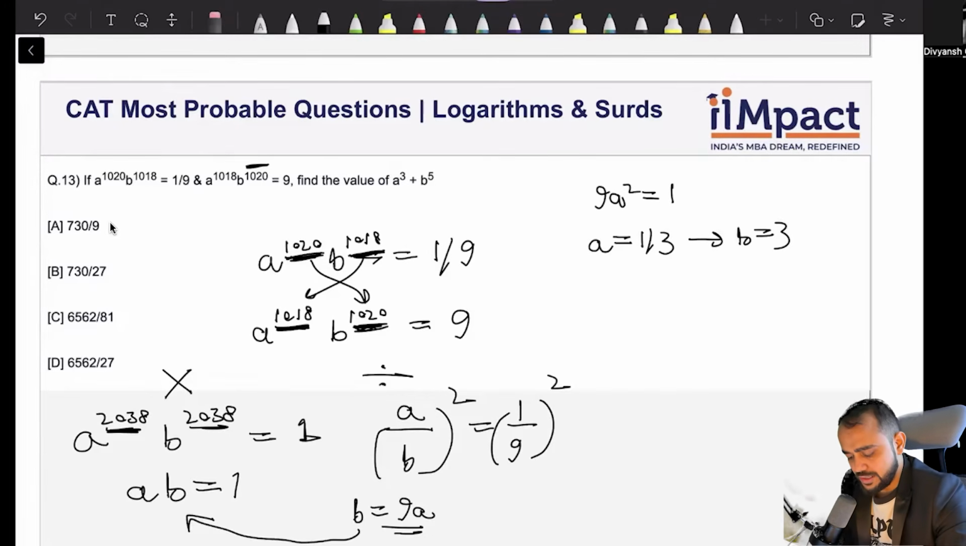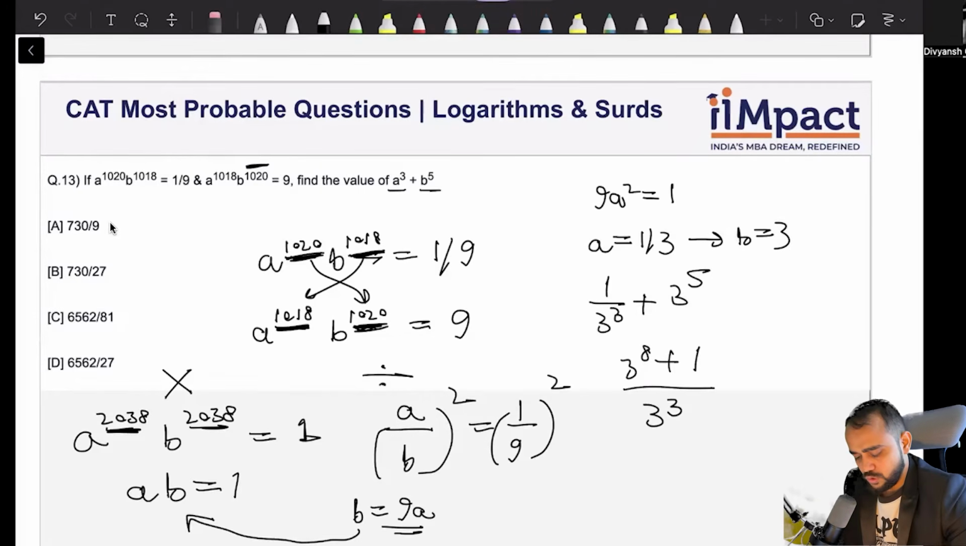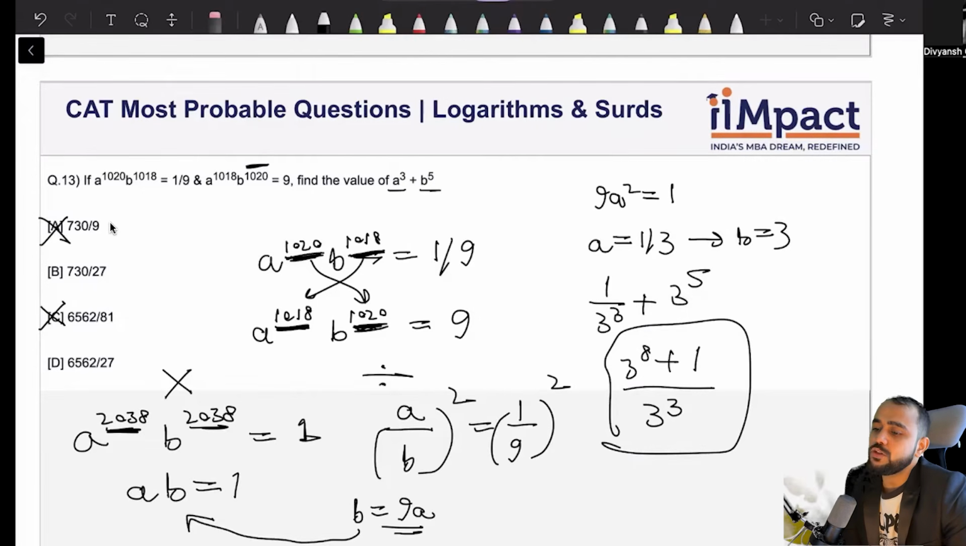Now all I have to find is a cube plus b to the power 5. So this is going to be 1 by 3 cube plus 3 to the power 5, or 3 to the power 8 plus 1 divided by 3 cube. So at this point you might feel like calculating these, this is your answer, but again your denominator is 3 cube, so option number A and option number C are out. Your numerator is 3 to the power 8 plus 1. Now this is 729 plus 1, which is 3 to the power 6 plus 1. So this is not the answer. So your answer for question number 13 is going to be option D.